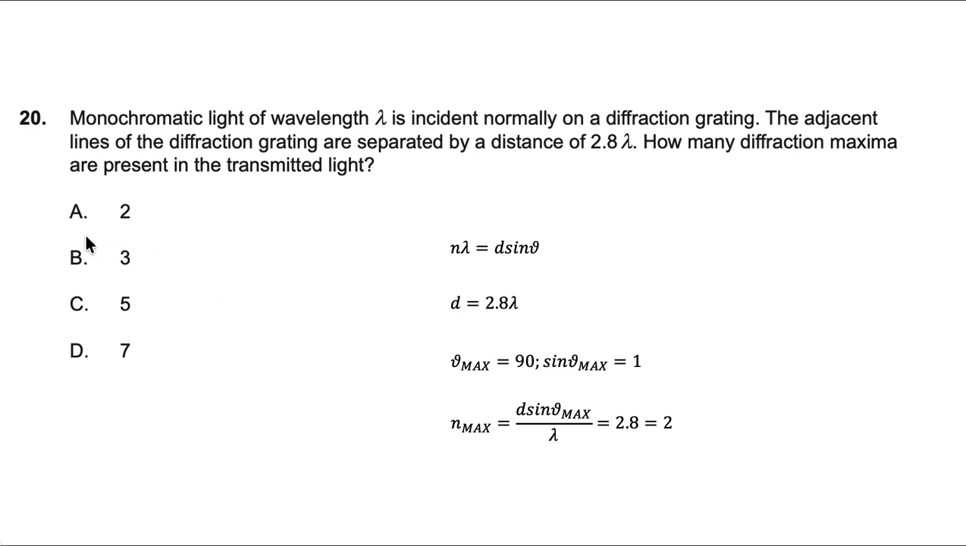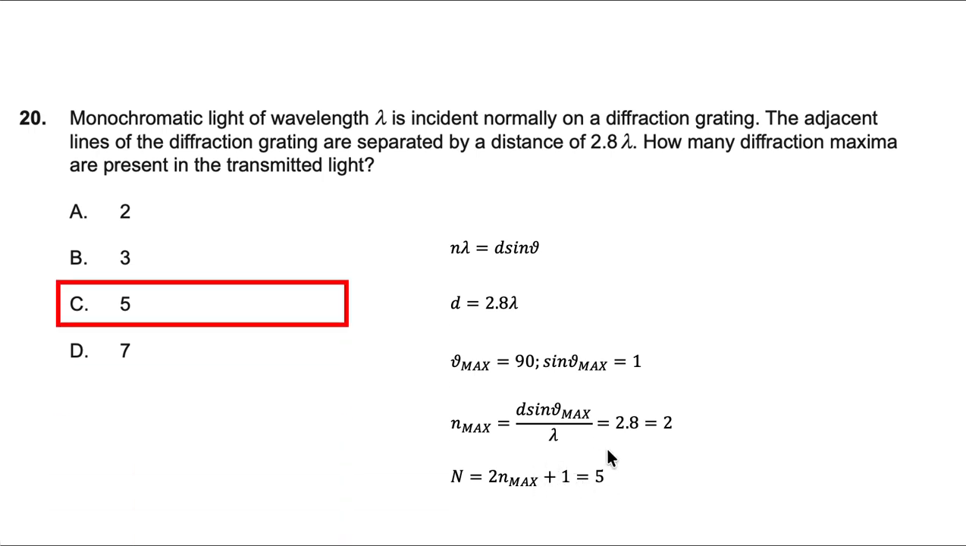So a lot of students at this stage would answer 2, however there's more to it. Remember, we have a diffraction pattern with a zero order maximum, which is not included, and also they're on either side. So when we want to observe the maxima, we take 2 times that n maximum, and we add 1 to it because of the central order maximum, which is 5, and so the answer here is 5.